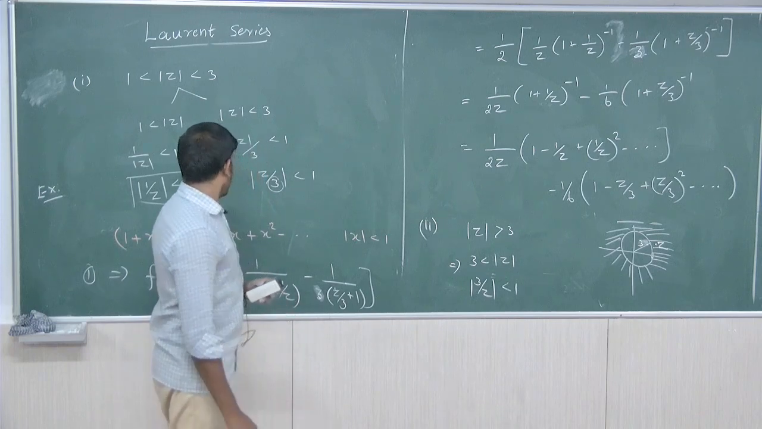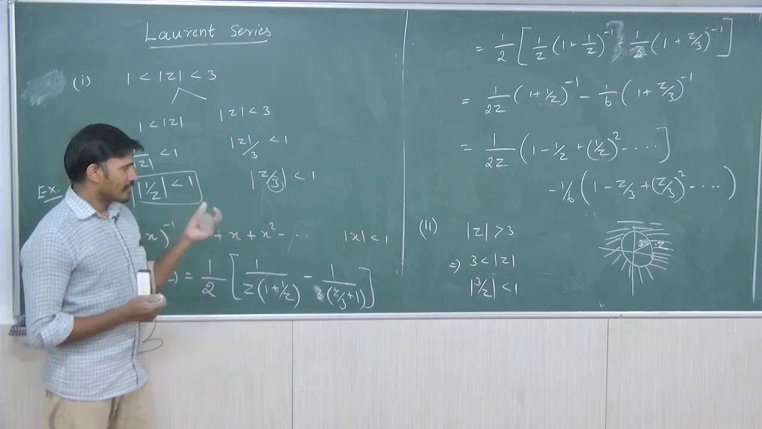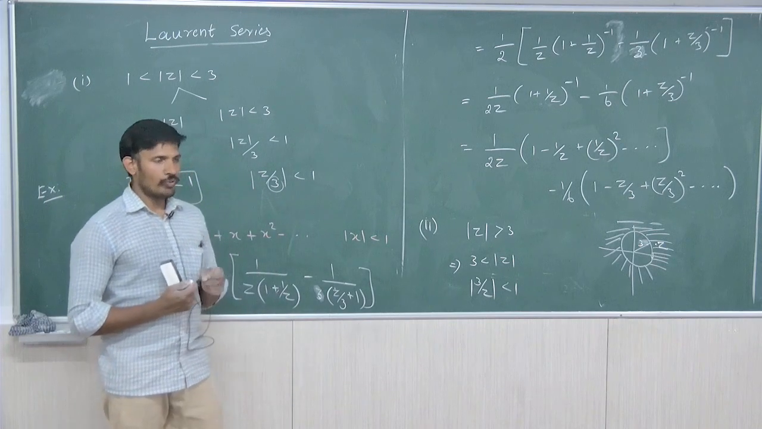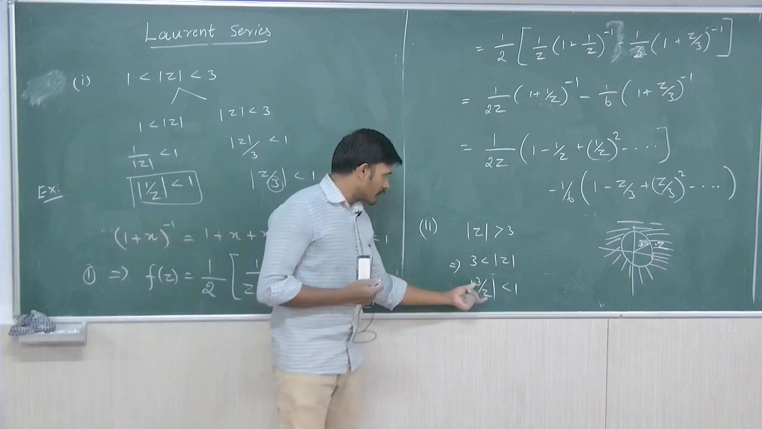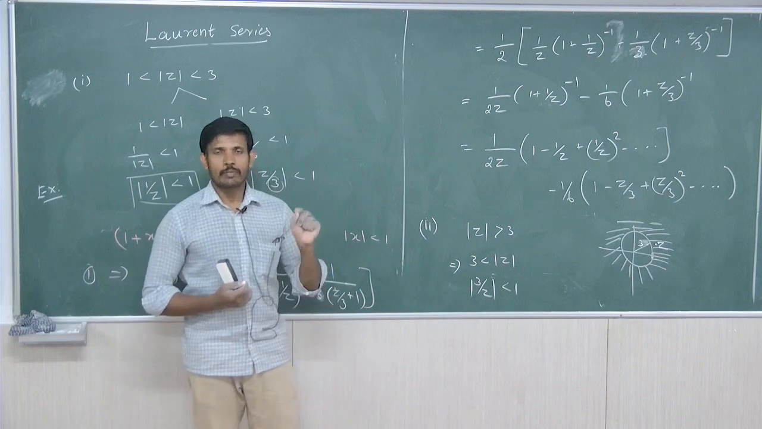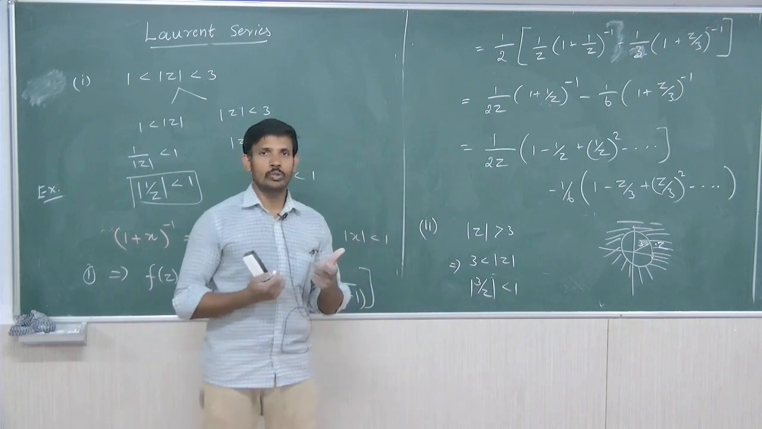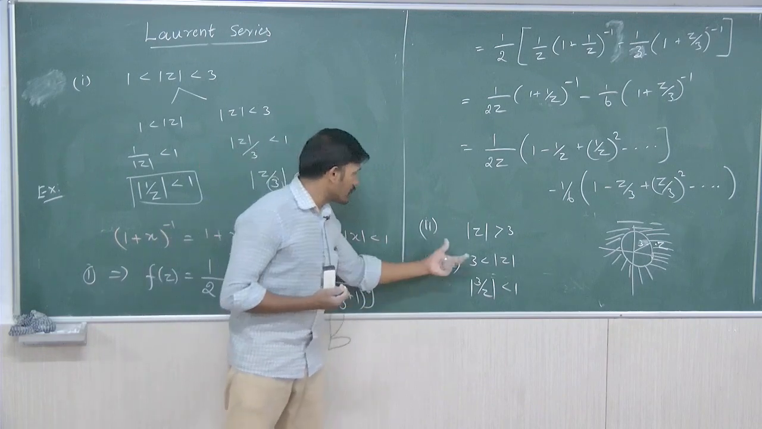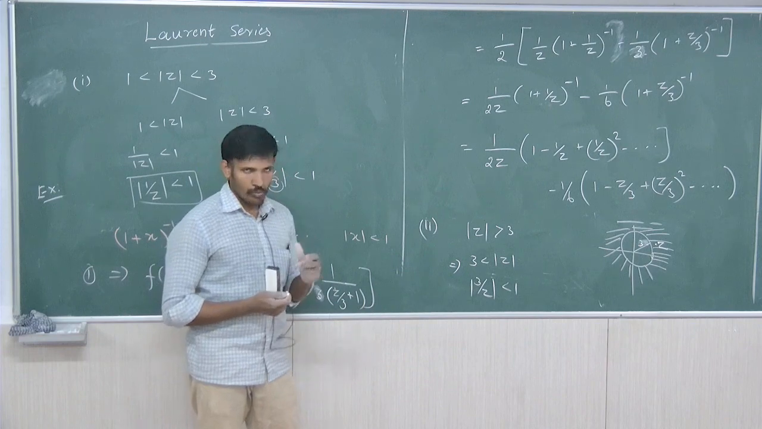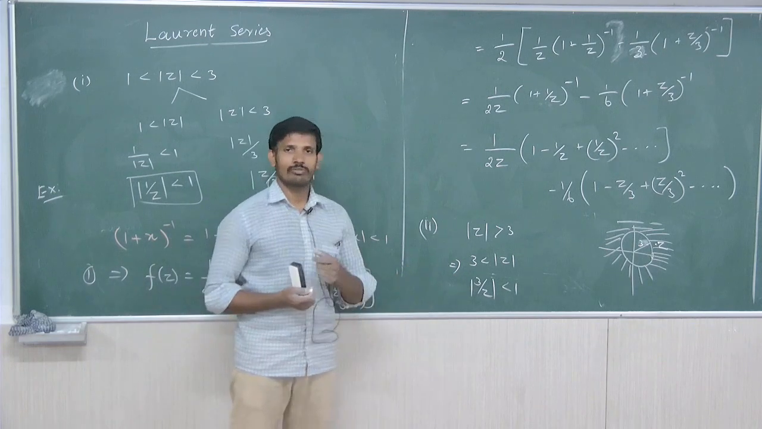But the given function has two factors. One is z plus 3, another one is z plus 1. So by using this inequality, you can expand z plus 3. So what about z plus 1? How to expand z plus 1 by using this expression is my question, and it is most important.